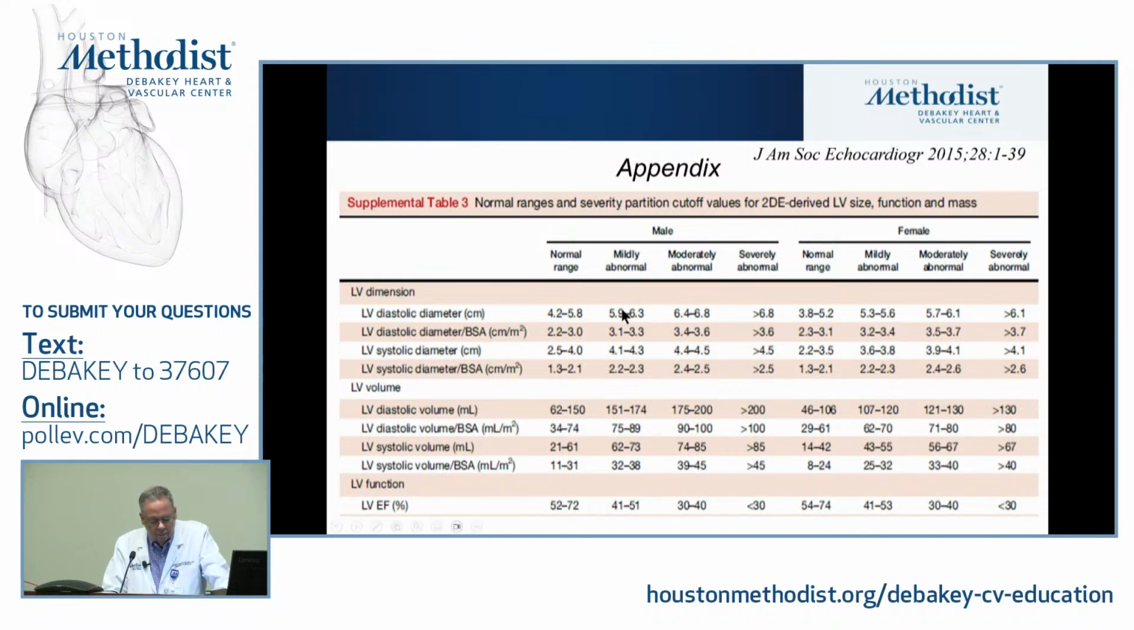And that's why they also published information for diameters corrected for body surface area. So for example, a severely abnormal would be more than 3.6 centimeters per meter squared, which means that if you have one of those 2.1, 2.2 big guys that we have in Texas, we're talking of LV diastolic dimension way over 7. So again, keep body size in mind when you're looking at echoes and making those decisions of mild, moderate, severe.